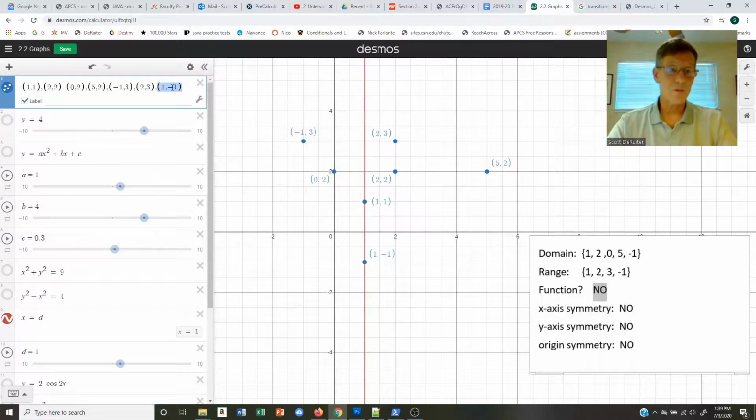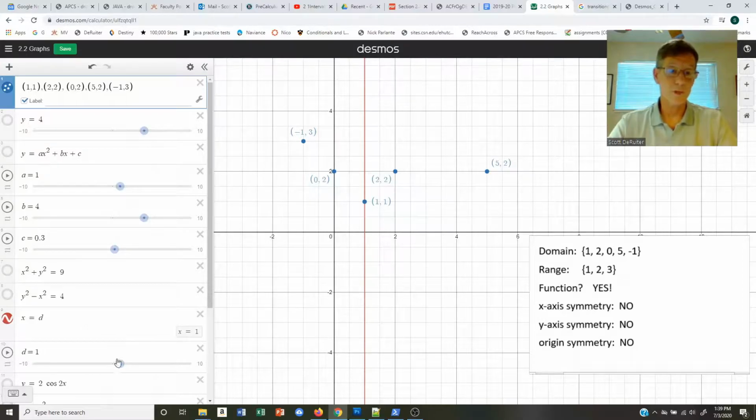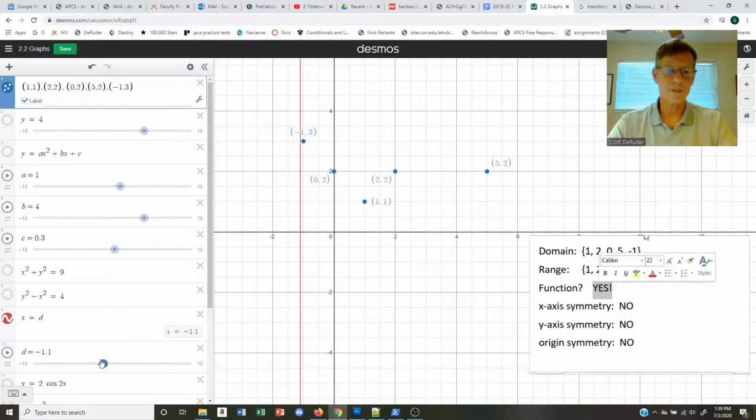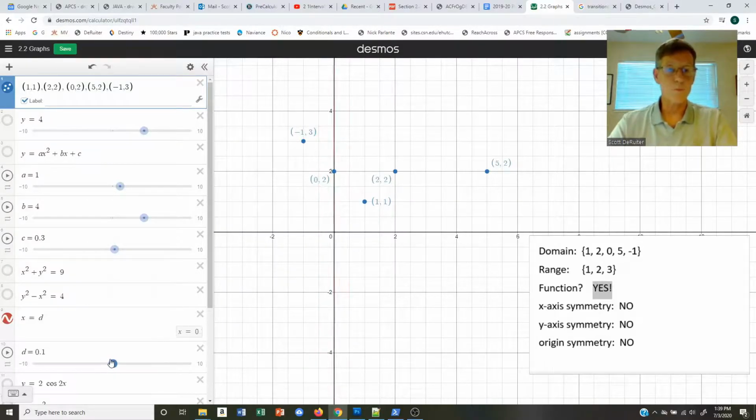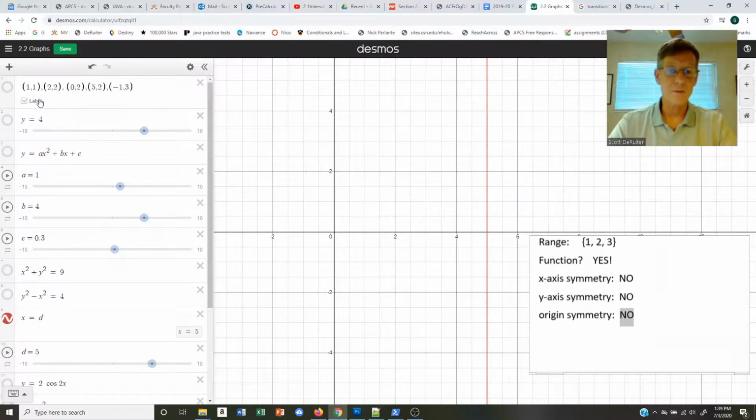Now we could change this relation by eliminating a couple of the points, and then it would be a function because it now satisfies the vertical line test. Any vertical line is going to go through just 1 point, so any input has a unique output. And so this set of ordered pairs is a relation, and it's also a function. Now if we're looking for symmetries, we want to see if the set of points has mirror images with respect to the x-axis, y-axis, or the origin, and they don't. So it doesn't have any symmetry.